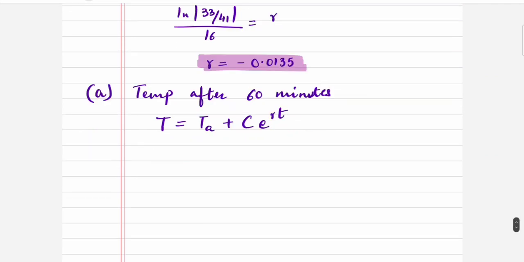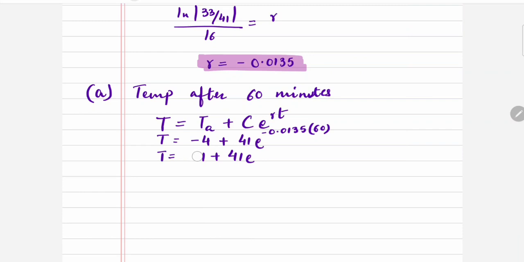So here we are going to take TA as -4, which we know is -4. T is what we are finding. So T is equal to -4 plus C, which is 41, we have already found e to the power of -0.0135, and time is 60 that they have asked. So T is equal to -4 plus, you can put all the values in your calculator and you should end up with the answer that is required.